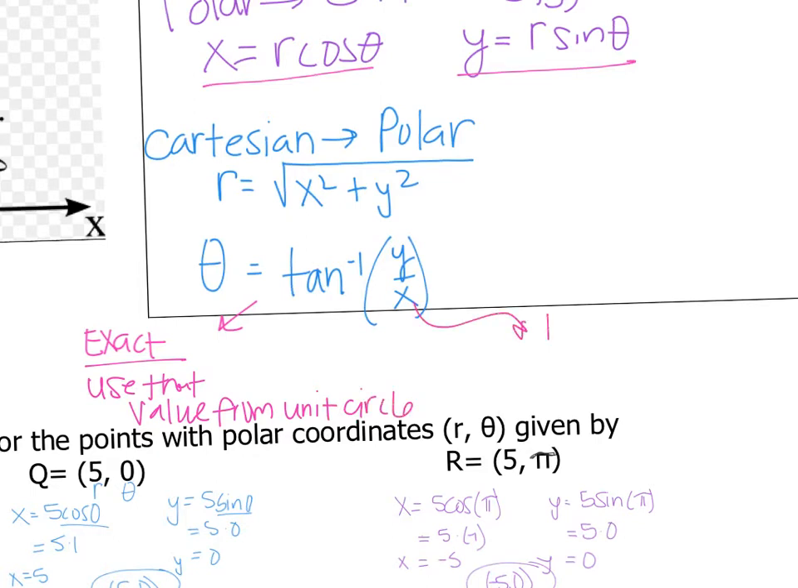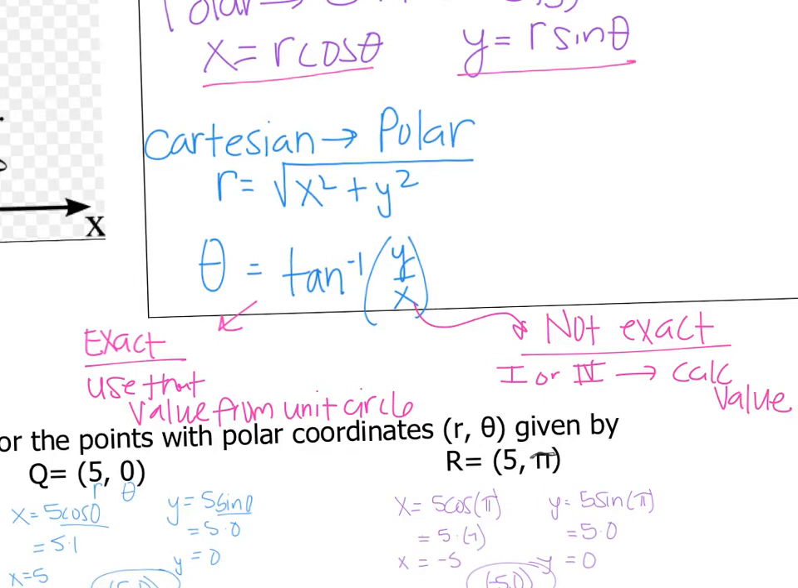If that value is not exact, here's where it gets a little tricky. If that value is not exact, and your point is in the first or fourth quadrant, you're just going to use the calculator value. If it is in the second or third quadrant, you are going to use the calculator value and add pi. And we'll talk about why that is once we get into it.